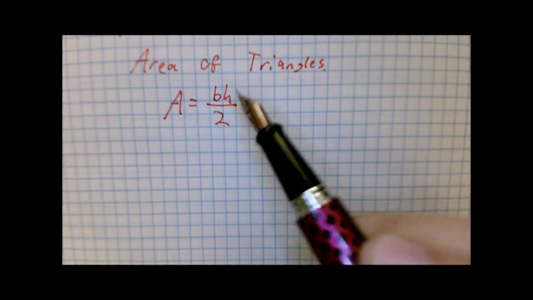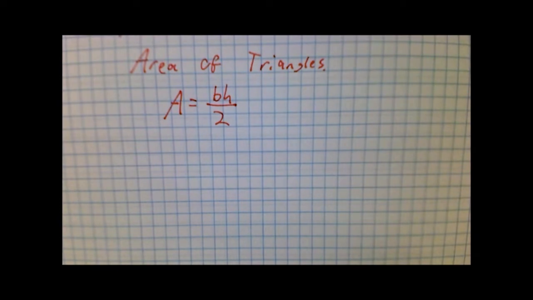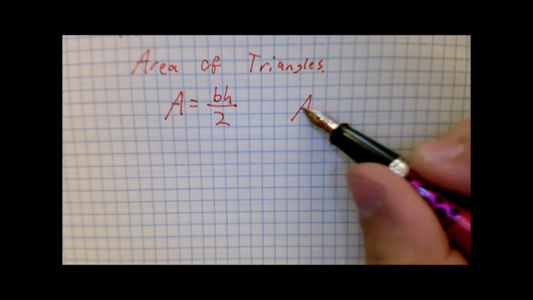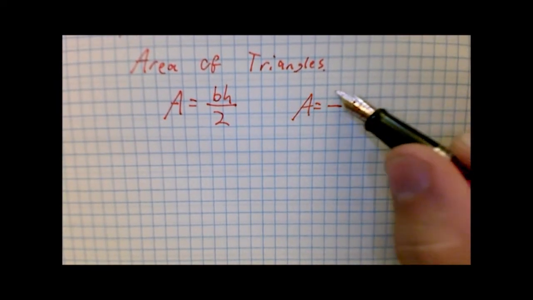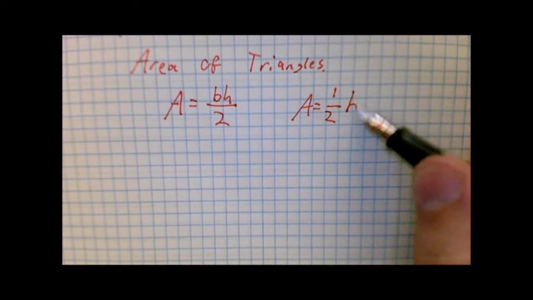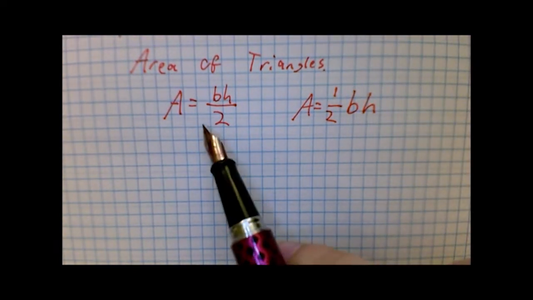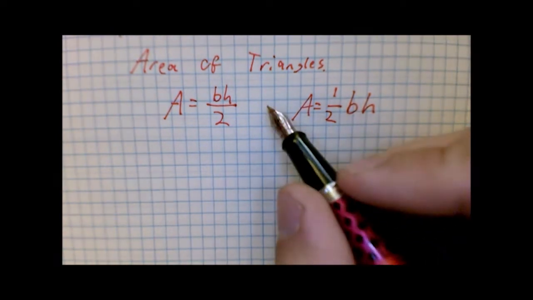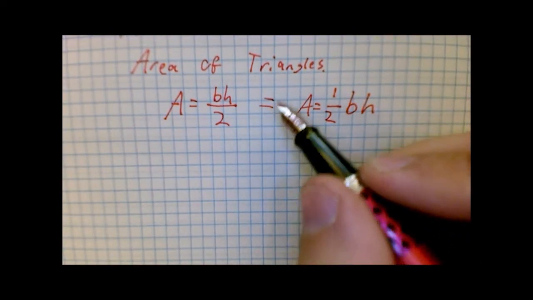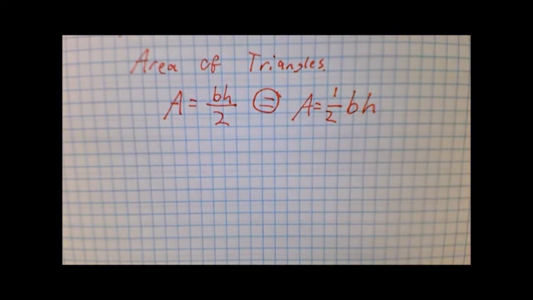Now this can be written a number of different ways. Another popular way people choose to write it is area equals 1/2 of the base times the height. What's important to understand is that there is no difference in these two formulas. They are exactly the same.